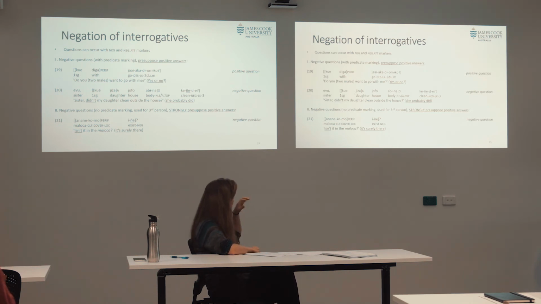Then we have a second type of negative questions, which has no predicate marking, and those kinds of questions are used for the third person only, not for the first or second person. Those kinds of questions strongly presuppose positive answers. We have that example in 21, where you have ananeko mo inie, isn't it in the Maloka, and the presupposition is that it is surely there.